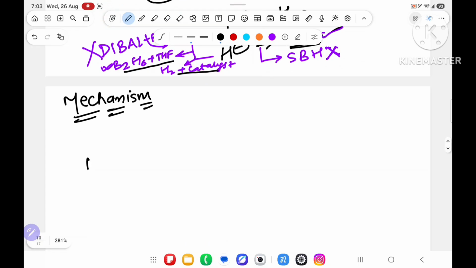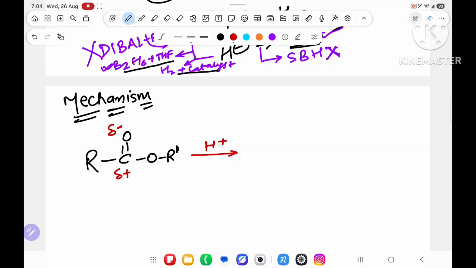Over here you have an ester, R, C double bond O, O, R dash. First of all, what happened? Carbon and oxygen have an electronegativity difference. Due to this difference, carbon gets partial positive and oxygen gets partial negative. After seeing the positive on carbon, H minus comes from the reducing agent.